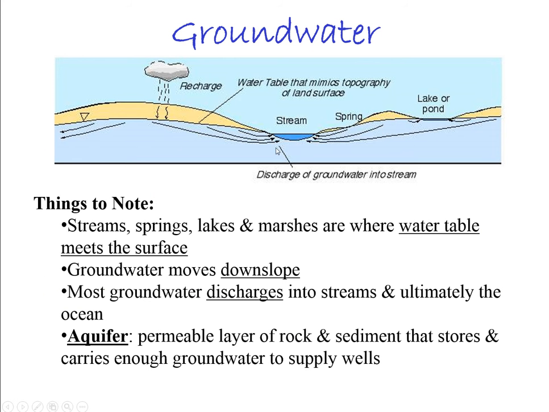Some things to notice about the groundwater. Here we've got a cross-section of the groundwater in a landscape. Wherever the groundwater meets the surface, you get standing water. This surface of the water is called the water table. It's higher under hills. It flows downward, and it pops up above the ground, and that's why we have water above the ground in streams, springs, and ponds.